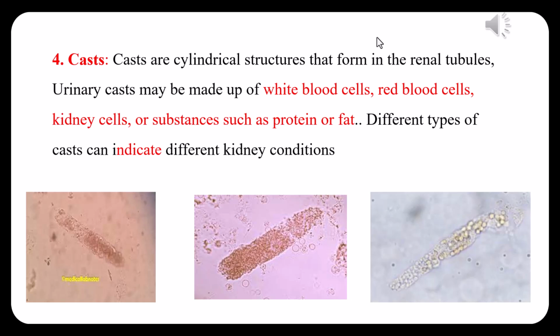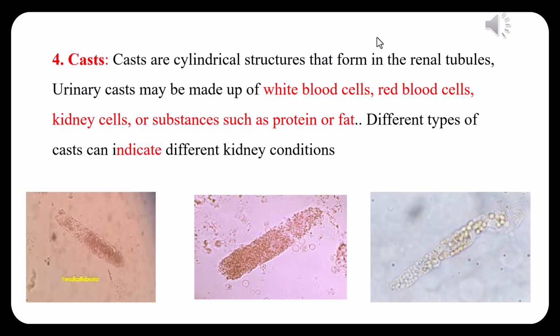Casts are cylinder structures and they form in the renal tubes. Urinary casts may be made up of white blood cells, red blood cells as a cylinder, or an accumulation of red blood cells, white blood cells, kidney cells, or substances such as fat or protein. We have different kinds of casts, and different types of casts indicate different kidney conditions. This indicates an abnormal kidney condition according to the type of the cast.